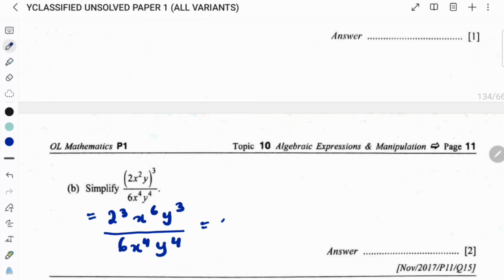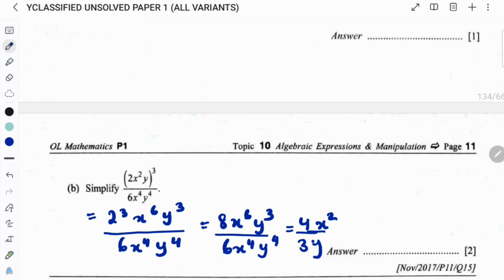Alright. So this is 2 cube is 8x power 6 y cube upon 6x power 4 y 4. Now you are cancelling it. So taking the 2 times table, 2 4s are 8, 2 3s are 6, and x 6 and x 4, in the division we subtract the power. So 6 minus 4 is 2, and 4 is in the denominator, so I'm writing down y in the new denominator because 4 minus 3 is 1. So 4x square upon 3y.